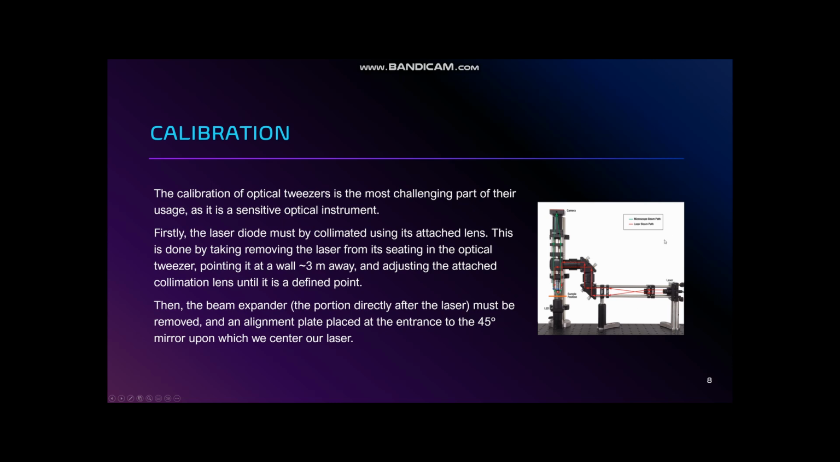We need to take out this beam expander. And at this point, we place an alignment plate right here with a little bullseye that will be at the very dead center of this mirror. And we'll make sure that the laser is pointing dead center on that mirror.